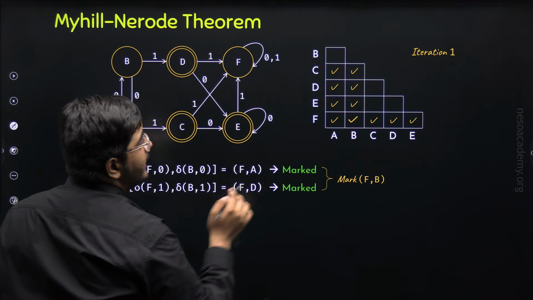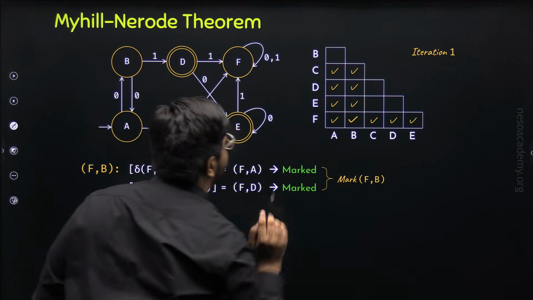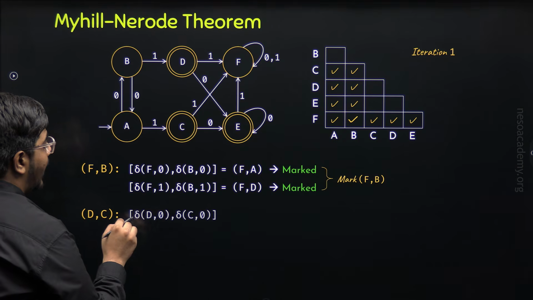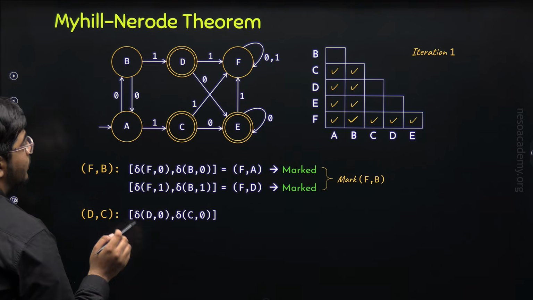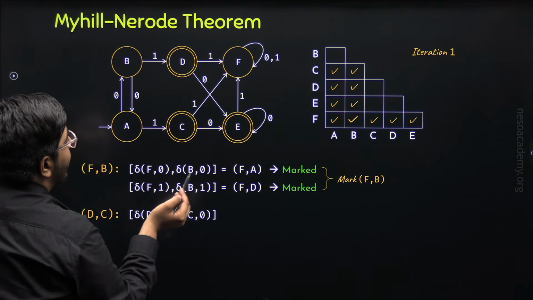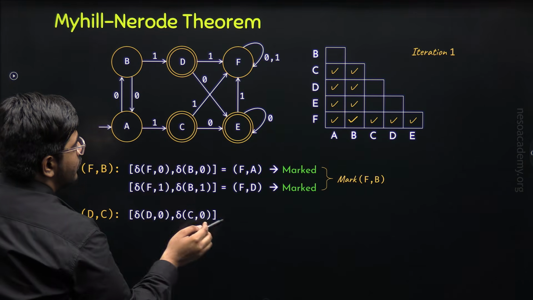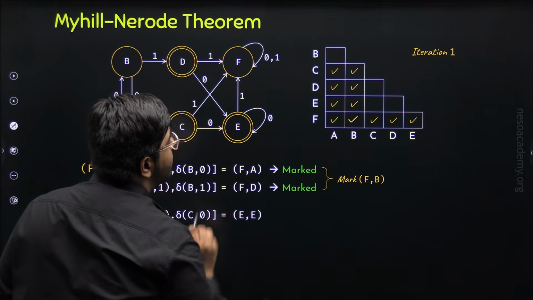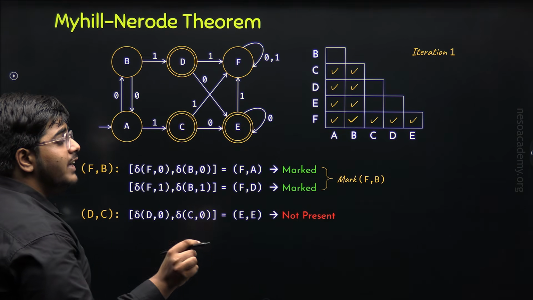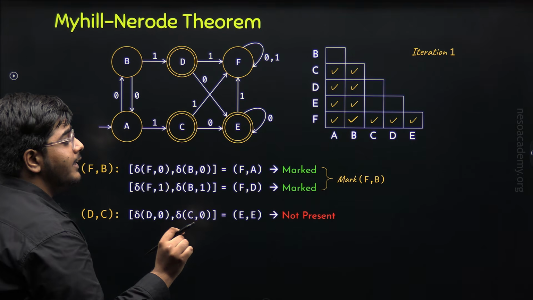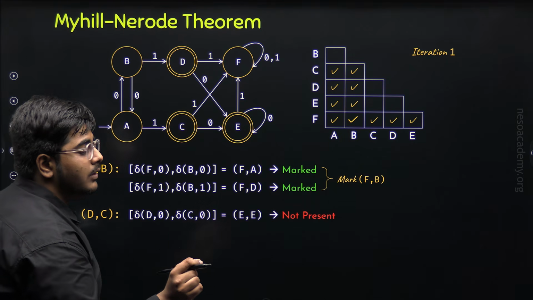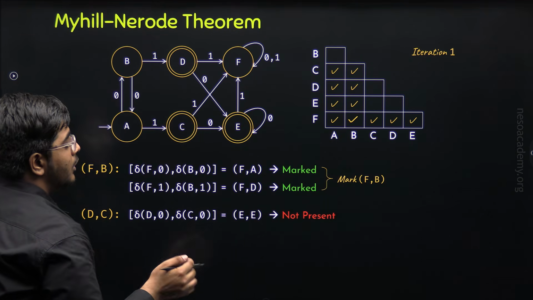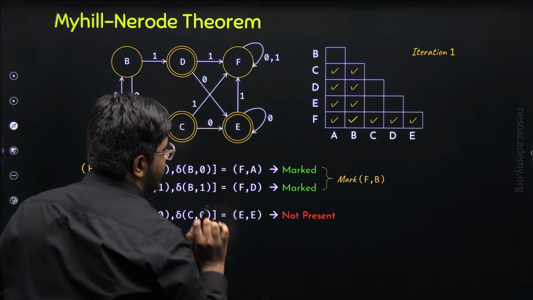Now the next unmarked pair is DC, this one. So D comma C. So for this we will write delta D comma 0, delta C comma 0. Now D comma 0 is E and C comma 0 is E. So we are getting EE. Now as you can see in this table, EE is not even present because initially we have removed all the cells representing the pairs having P comma P pairing. So the pairing of identical states have already been removed from this table. So this E comma E is not even present in this table.